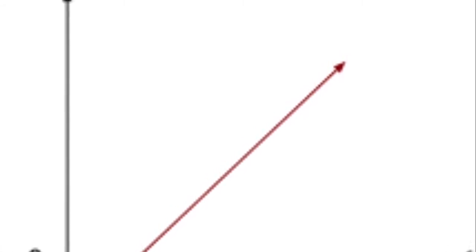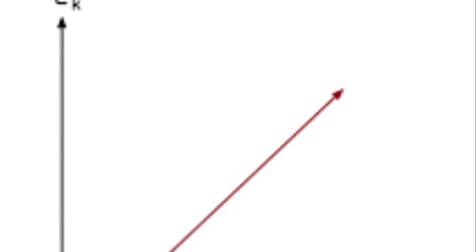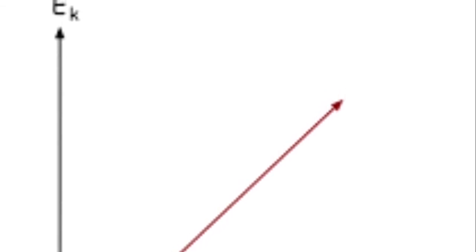Above a certain frequency called the threshold frequency, all the photons have enough energy to completely remove an electron. Any remaining energy from the photon is transferred to the electron as kinetic energy. We call the amount of energy needed to completely remove an electron from an atom the work function.